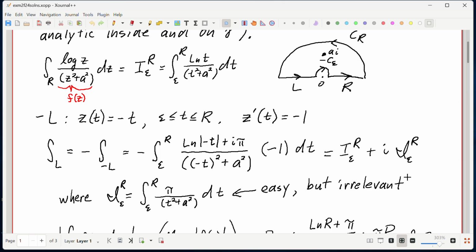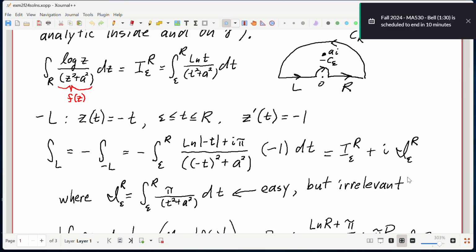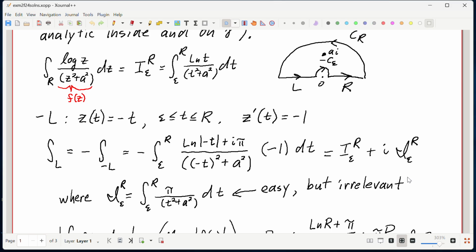And then there's plus i times i times some other integral that I don't actually want and I don't care about. The amazing thing is, I don't have to care about it. The real part of the formula I'm going to get is going to spit out the integral that I want. So I don't even have to calculate that. Many people calculate it because it's an easy arctangent kind of thing, but it's totally irrelevant for us.